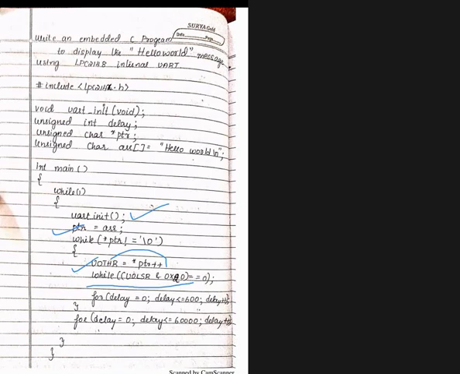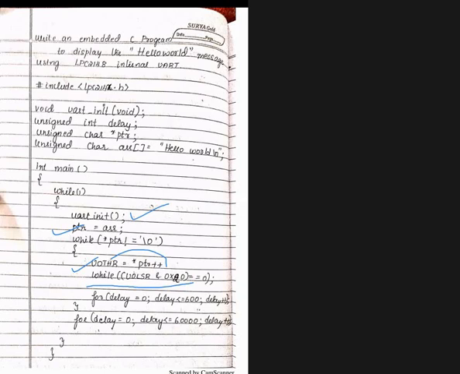And again, after transmitting the H, you are giving a very small delay. You can see the for loop there: for delay equals 0, delay less than 600. You are just giving a very small delay, and again you go back and take E. H is already transmitted, and you are taking E, the second letter from the sentence.